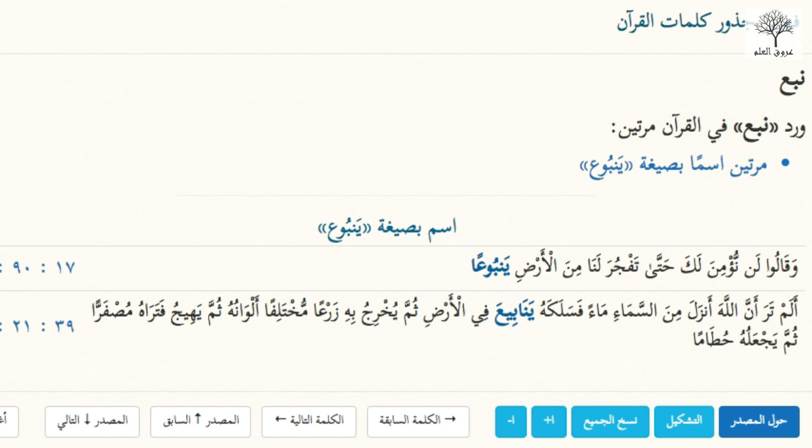So naba'a appears in the Quran in the form yambu', or yanabi', twice in the Quran. Qalu, the disbelievers said, lan nu'mina laka, we will never believe in you, hatta tafjur, until you burst forth from the earth, yambu'. In other words, you just point at the earth and make some water gush out from the earth, because they were living in the Arabian Peninsula and water was very rare. So if you can just point at a place and water would gush out from the ground like a spring, then we'll believe you're a prophet, you're a messenger.